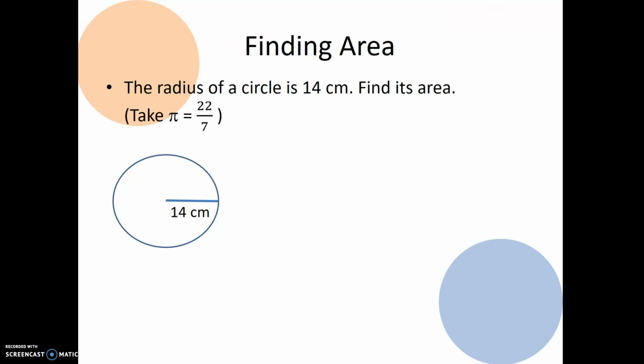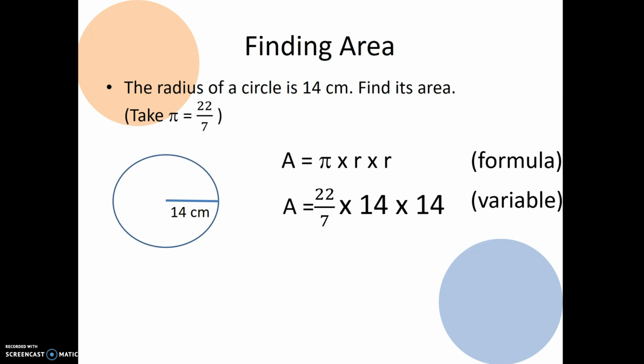All right, let's try another example problem. The radius of this circle is 14 centimeters, and we want to find its area. So we'll write our formula again. Area equals pi times radius times radius. Substitute in our values. This time we're using 22 over 7. And I'm going to go ahead and write those 14s over 1 just to make it easy to see that I can now cross cancel here. And now I have 44 times 14, right? So you can do that math, but my area is going to equal 616 centimeters squared.